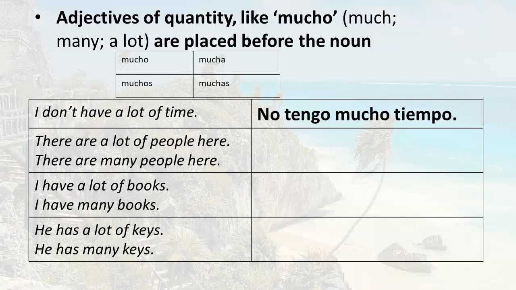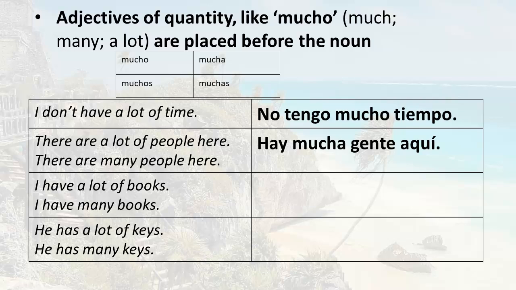If I want to say there are a lot of people here or there are many people here, either way you say it, in English it means the same thing. So in Spanish, that's just a form of mucho that we use. So the word people is la gente. It's actually a singular noun, and you have to pick the feminine singular form because it's la gente. So we would pick mucha. So instead of saying gente mucha, it comes before, say mucha gente. There are a lot of people here. Hay mucha gente aquí.